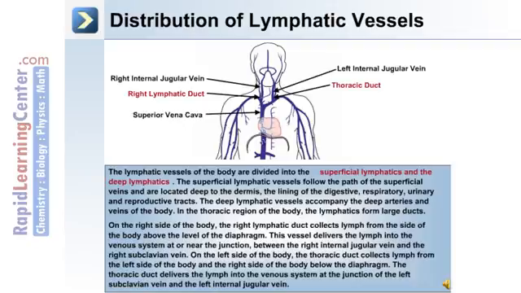On the left side of the body, the thoracic duct collects lymph from the left side of the body and the right side below the diaphragm. The thoracic duct delivers the lymph into the venous system at the junction between the left subclavian vein and the left internal jugular vein.